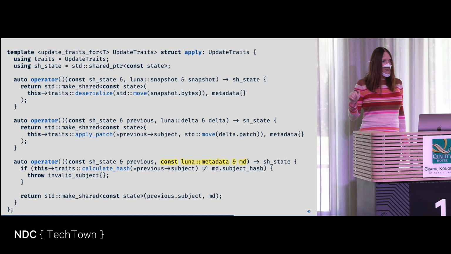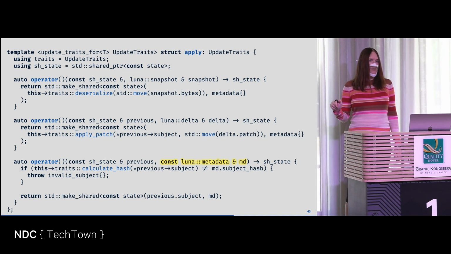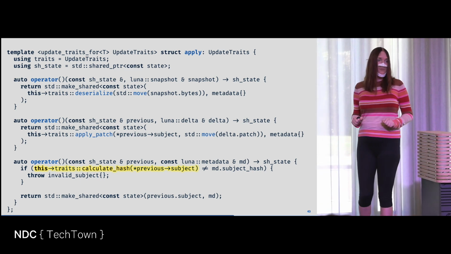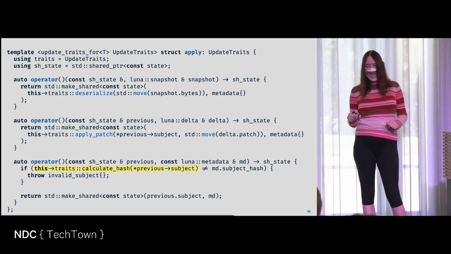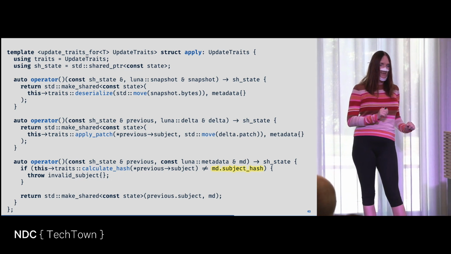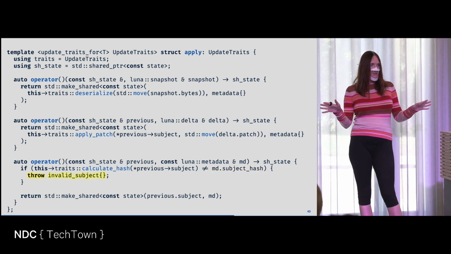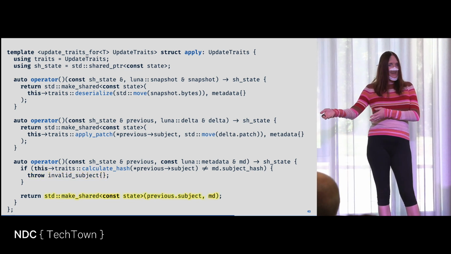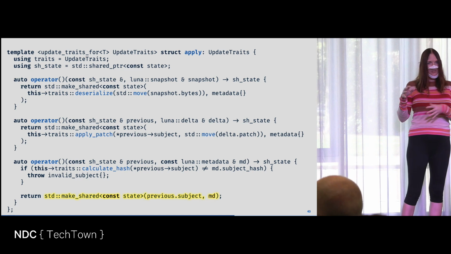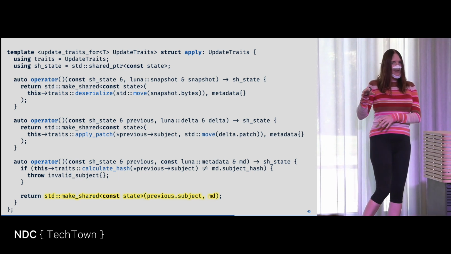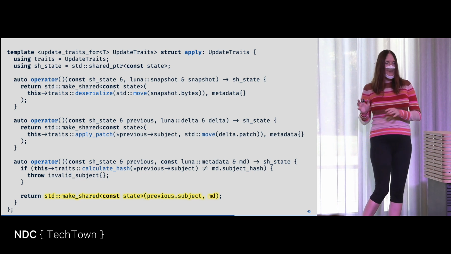So you can actually check if you are in the latest state. At the end of the path, there will always be metadata you can check against, which means you can calculate the hash of your subject, and it needs to be equal to what you are expecting. If not, it's an exception, it's an error. Otherwise, there is a new state which is sharing the subject with the previous one, but the metadata are checked, and I can provide it to you.